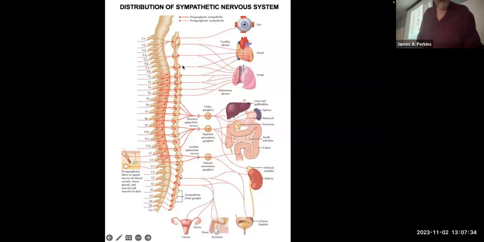So you've also got postganglionic neurons from several of the cervical and some of the upper thoracic levels that are providing sympathetic innervation to the heart and the lungs to do things like increase the heart rate, increase the strength of contraction of the heart, dilate the coronary arteries to feed more blood to the heart, dilate the bronchi to allow more air into the lungs, and that sort of thing.